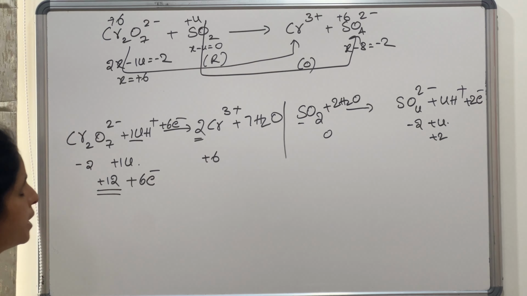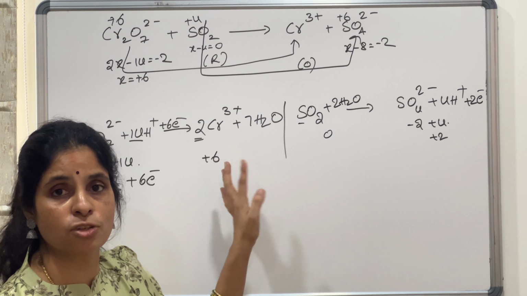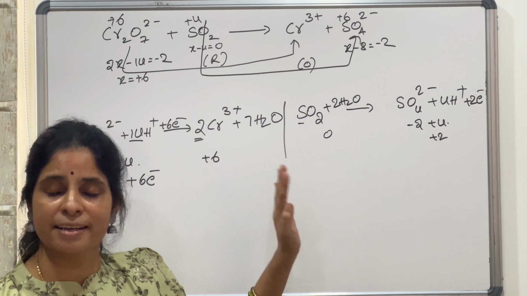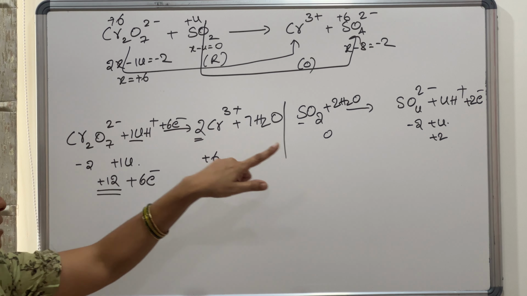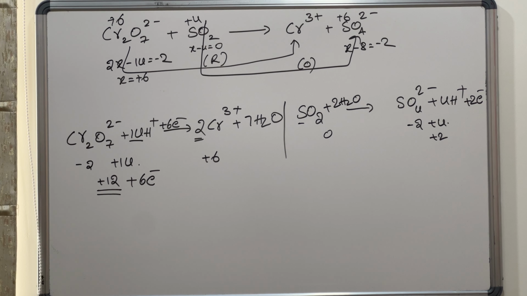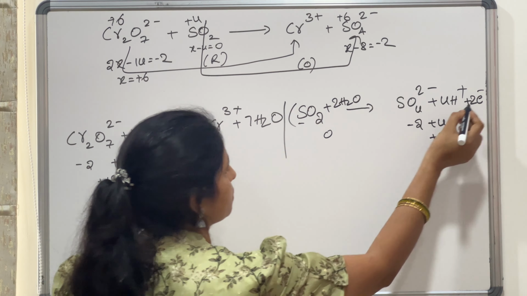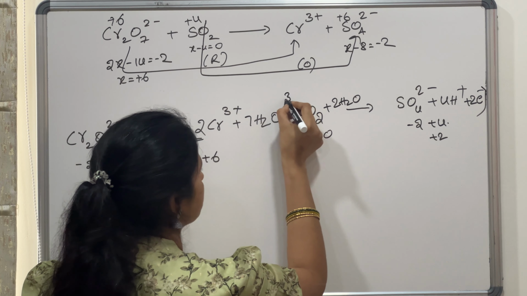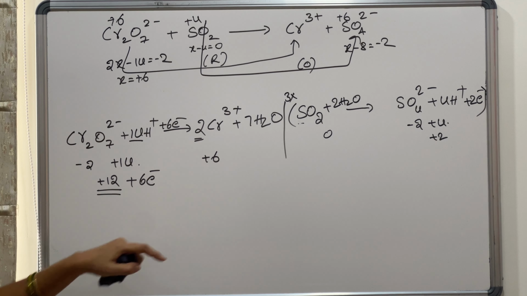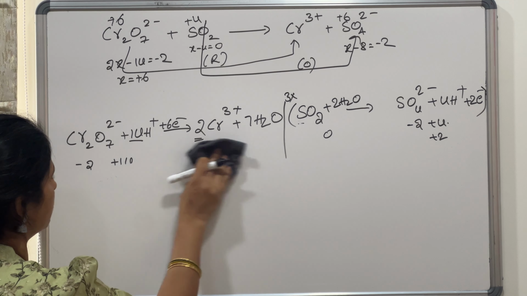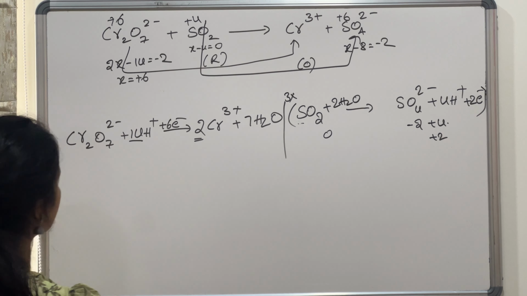So now you combine these two equations so that the electrons will get cancelled. So here, how many electrons are there? 6 electrons this side and 2 electrons this side. If you multiply this equation with 3, that will get cancelled. Means here 6 electrons. So you write the equation by combining these two.